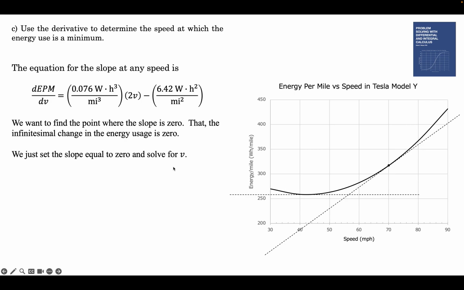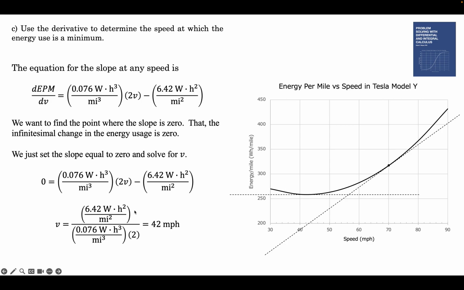So to find that point, we just set the slope equal to 0. Here's the slope, d EPM dV. Set that equal to 0. And now we can solve this for V. And that's just algebra. We just put V on the other side and divide by that. So we get 42 miles an hour, and we're not surprised. There it is right there. We knew that was roughly the minimum when we started.